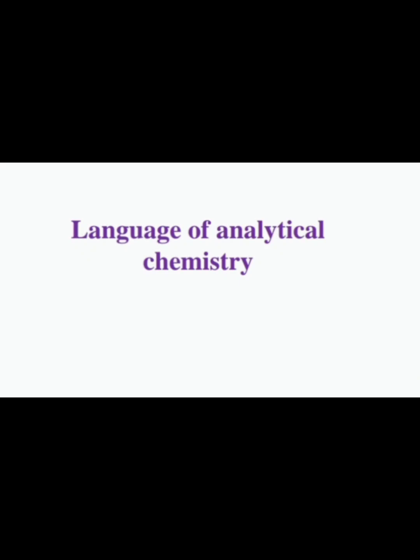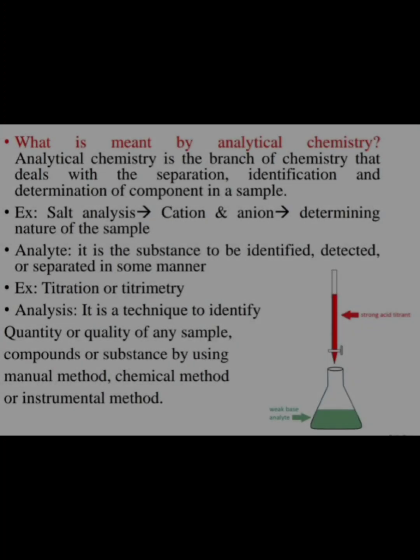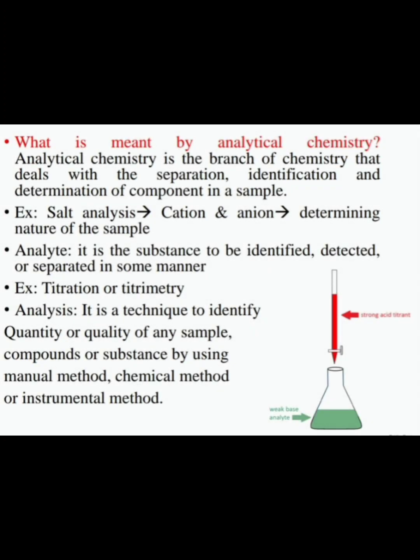So, today we will learn about the languages of analytical chemistry. What is meant by analytical chemistry? Analytical chemistry is a branch of chemistry that deals with the separation, identification, and determination of compounds in a sample. For example, we can take salt analysis, where cations and anions determine the nature of the sample present.